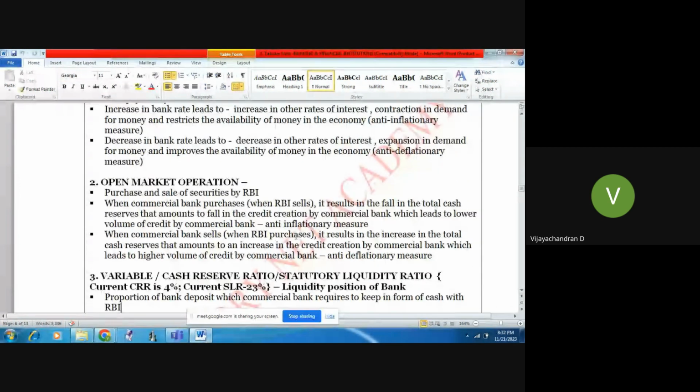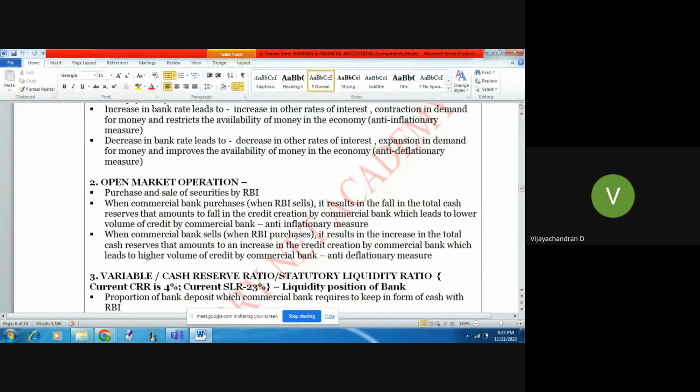Open market operation means the buying and selling of securities, that is treasury bills, in the open market. Suppose there is an inflationary period, what is the role of the RBI? During the inflationary period, they will sell the treasury bills, the securities. The securities issued by the RBI are highly secured, so the majority of investors will be very interested in investing in central bank securities. So the liquidity will come down.